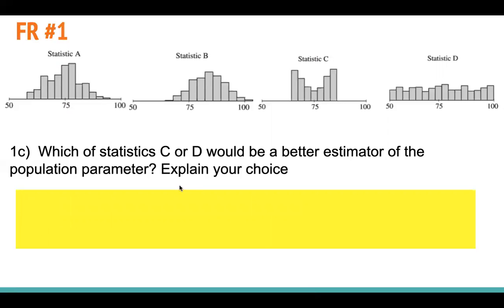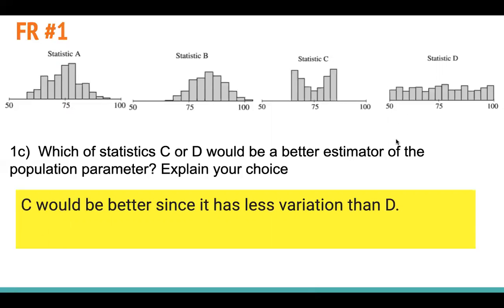Let's take a look at the next choice, for part C. It's asking whether C or D would be better. Both of these two are unbiased, but C would be better since it has less variation.